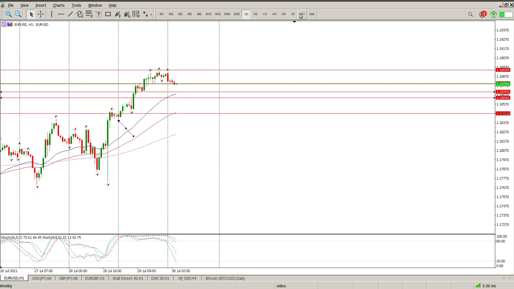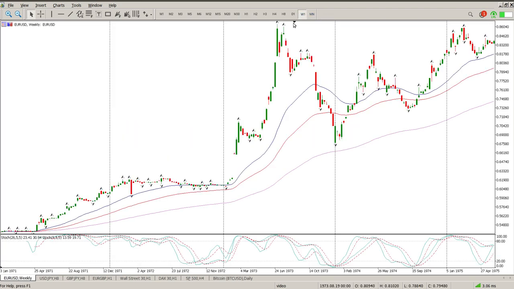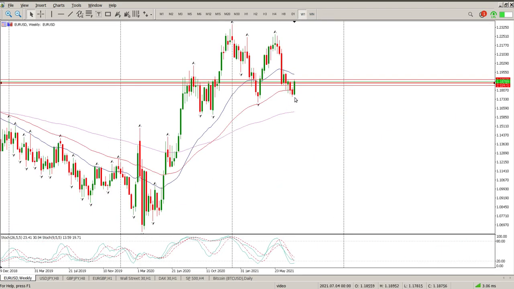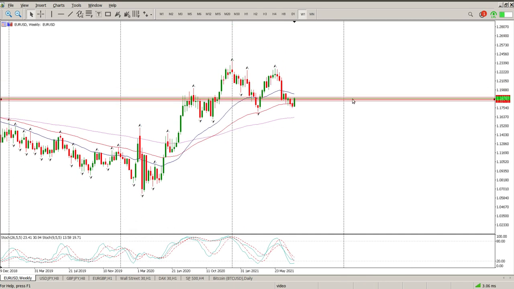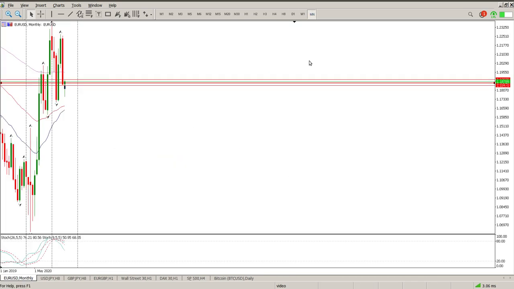Bear in mind, it is end of week and end of month, so it really depends what's going to be on offer. So if you look at the weekly, bottom of weekly range at the moment, oscillators groping to the downside, so it does make sense that we should be moving to the upside.